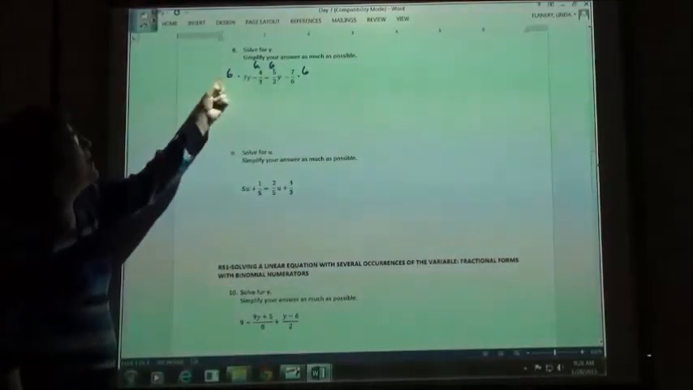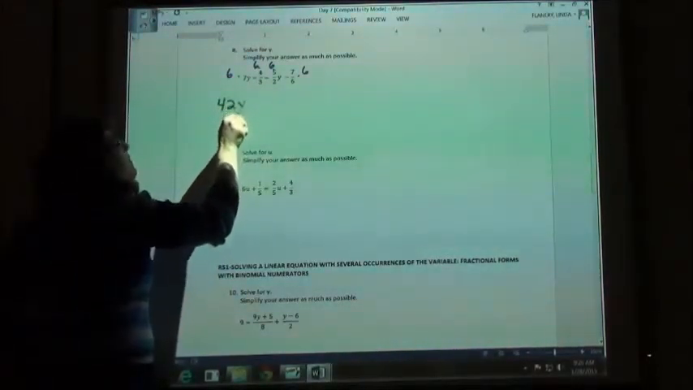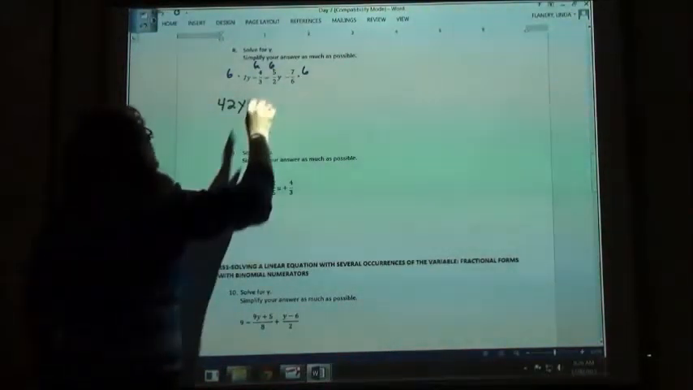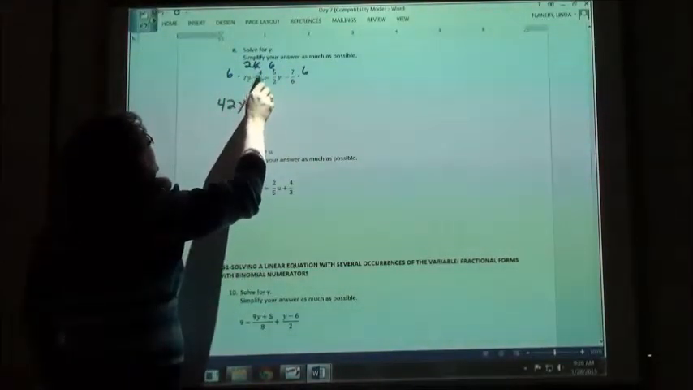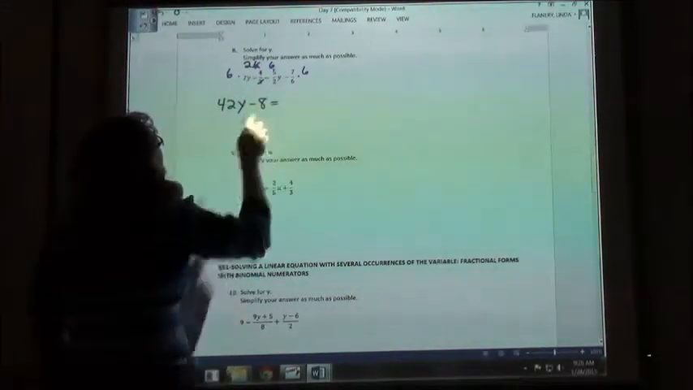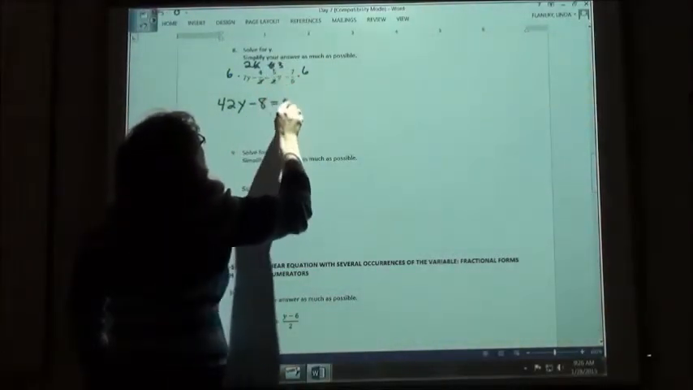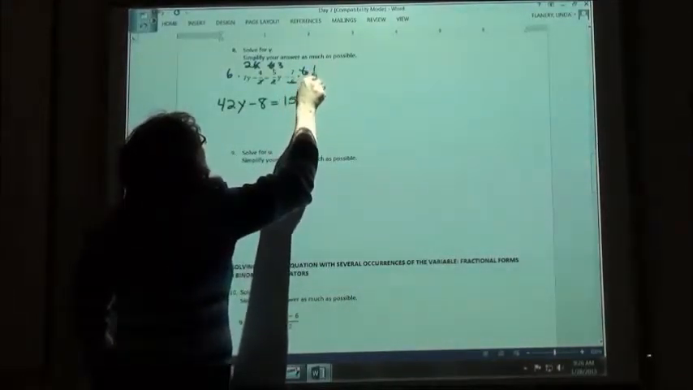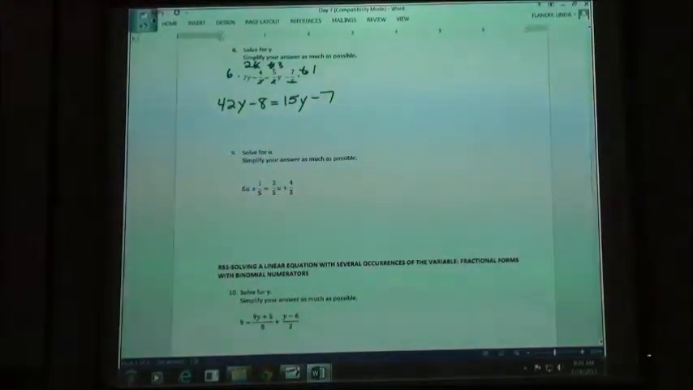In the first one, I don't have a fraction, so 6 times 7y is just going to give me that 42y. On the rest where I have fractions, I can cancel. 3 goes into 6 2 times. 2 times my negative 4 would be negative 8. Equals 2 goes into 6 3 times 5y, 15y. And then 6 goes into 6 1 time. 1 times a minus 7, going to be minus 7. So 42y minus 8 equals 15y minus 7.